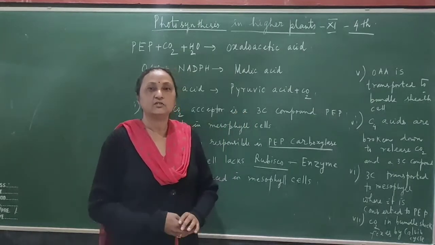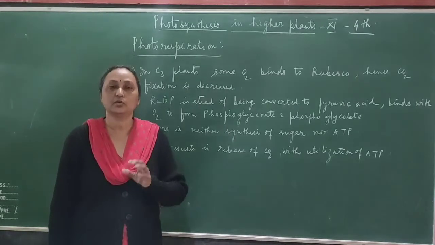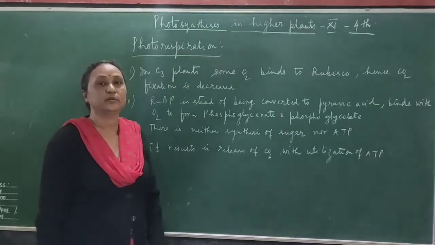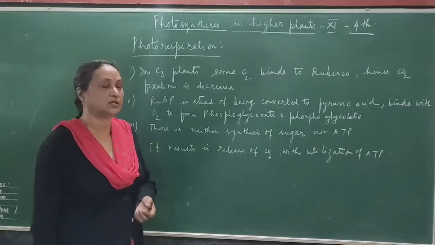So this pathway is called the C4 pathway. Now we will discuss what photorespiration is. There is a process of respiration which takes place in high light intensity, and that process is called photorespiration.